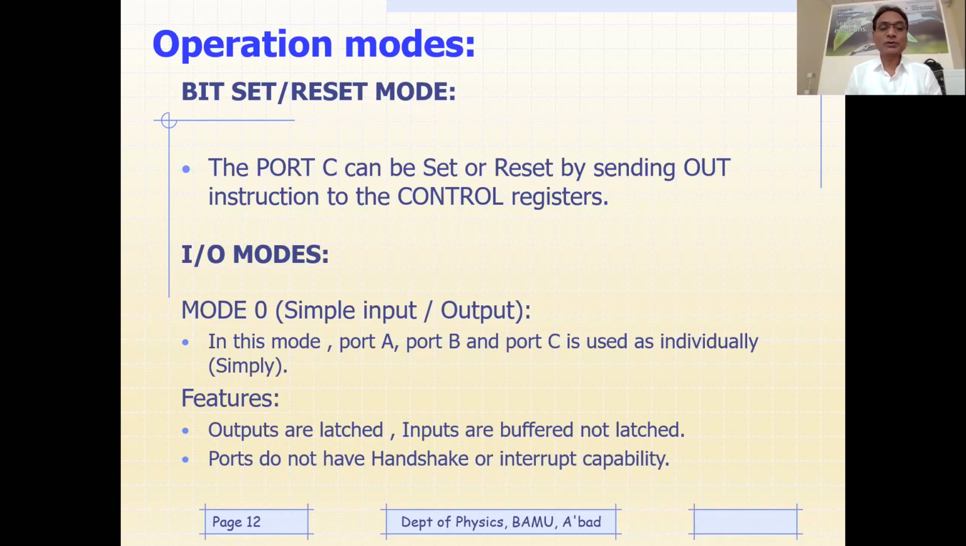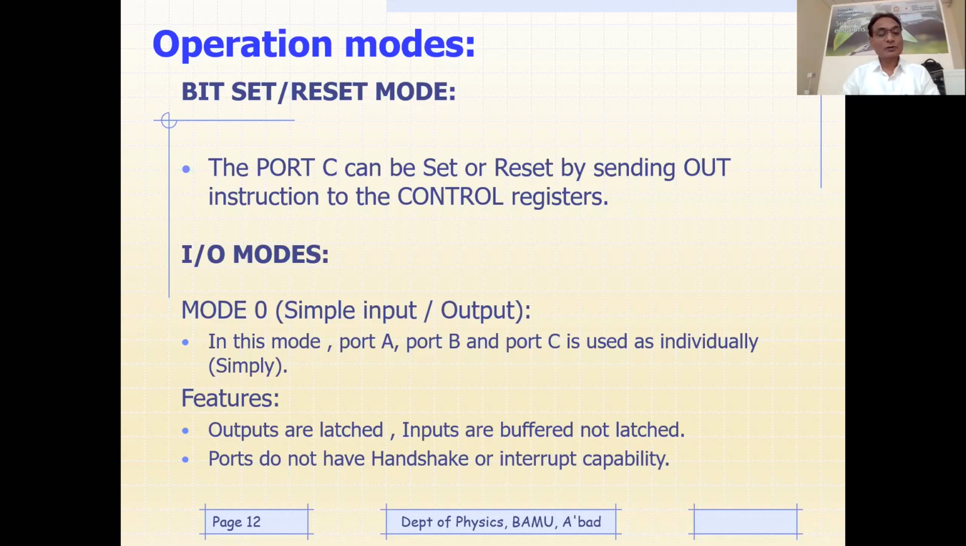In case of IO mode, there are three different modes: mode 0, mode 1, and mode 2. Mode 0 is referred to as simple IO mode. In this mode, port A, B, and C are used individually. Port A is independent, port B is independent, port C is independent. It can be either input or output, right?